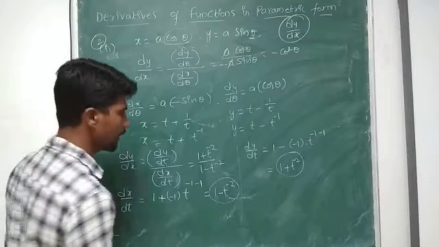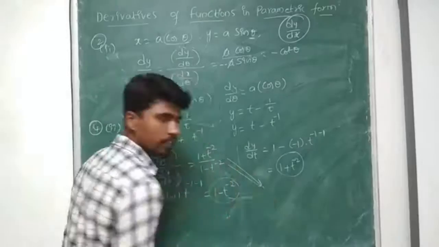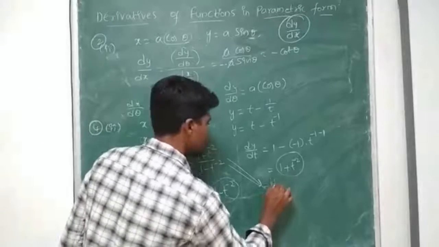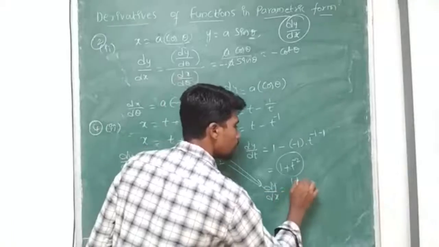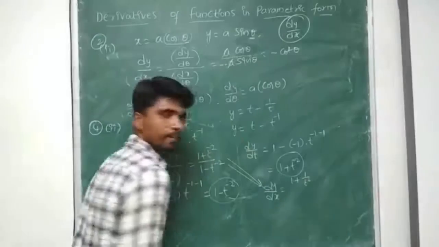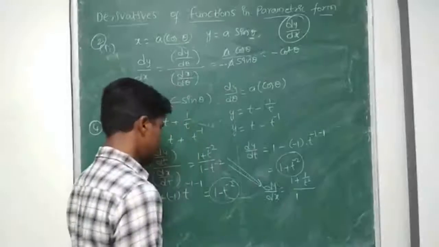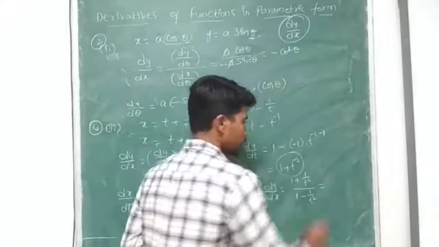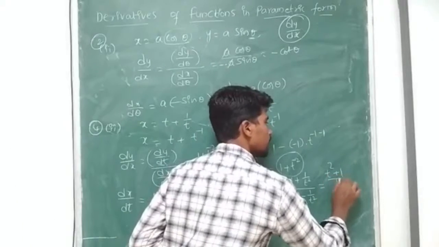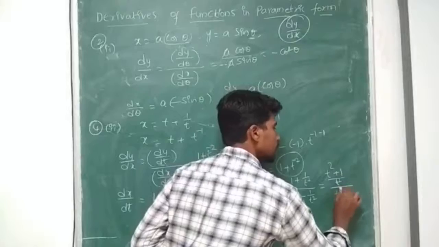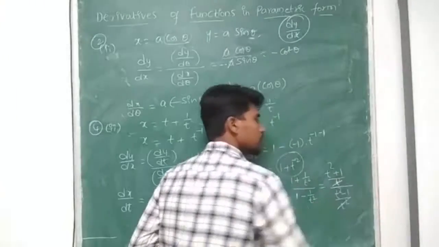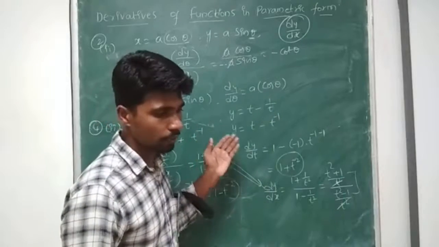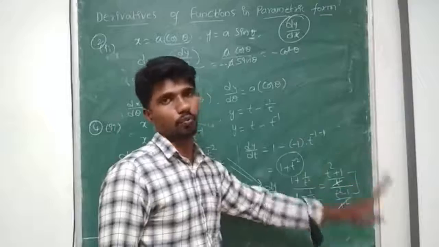Still, if I want to simplify, don't get confused. dy by dx is equal to 1 plus 1 by t square by 1 minus 1 by t square. Which is equal to t square plus 1 by t square by t square minus 1 by t square. The t square gets cancelled. This is our answer, which is nothing but t square plus 1 by t square minus 1.